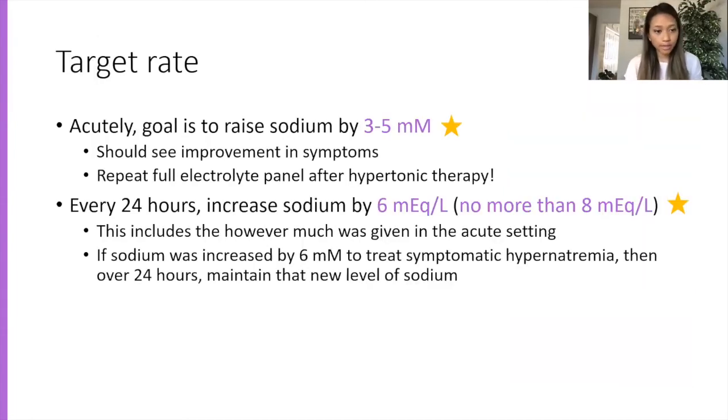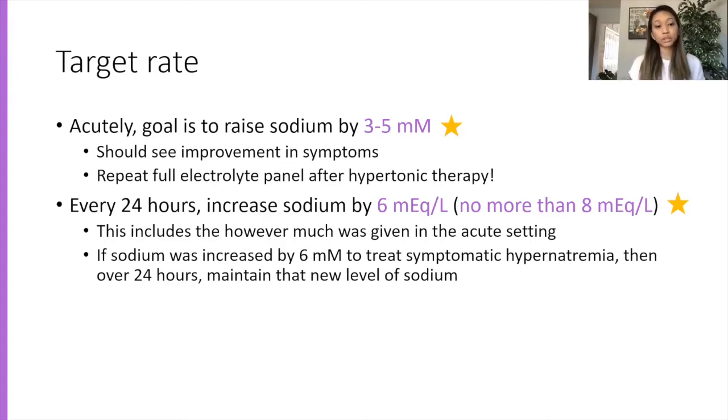So the target rate. Acutely, if the patient is symptomatic, the goal is to increase it by 3 to 5 millimoles. I have a star next to these because these are good numbers to have memorized. Even just by having it raised by 3 to 5, you should see an improvement of symptoms. If, for example, the patient's at 120 and you raise it to 123, it is still very low, but you should still see an improvement. After you give them hypertonic therapy, it's important to repeat a full electrolyte panel.